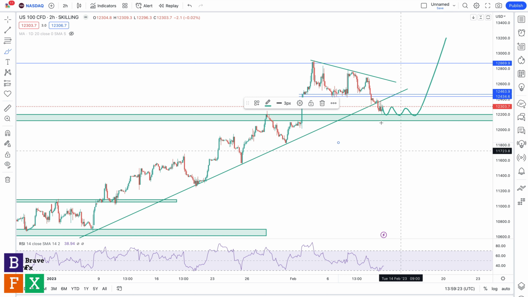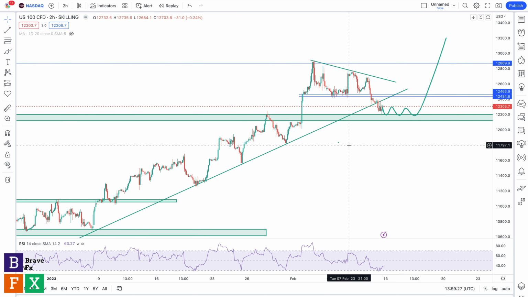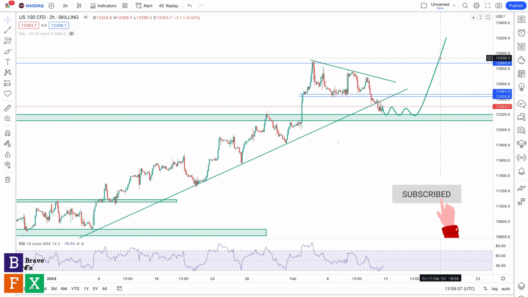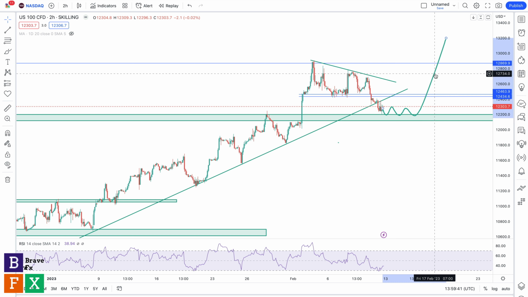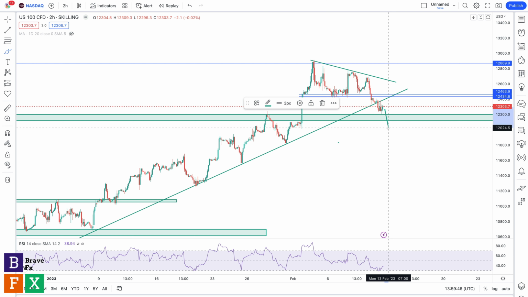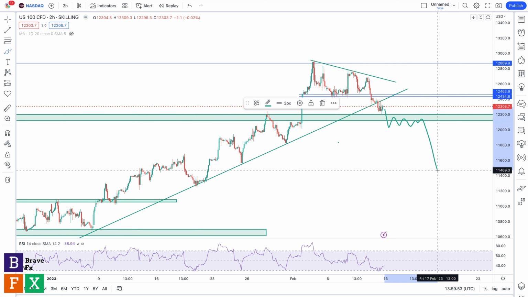So if this happens, price using this area of value as a support level with a good U-turn, and we get a bullish breakout, then I'm going to consider going long on Nasdaq. But for a short scenario, to go short, I'm going to wait for price to break below, consolidate a little either on the area of value or below the area of value, and a bearish breakout. This is something I'll watch out for to go short on Nasdaq.